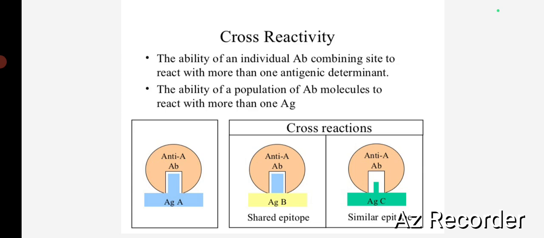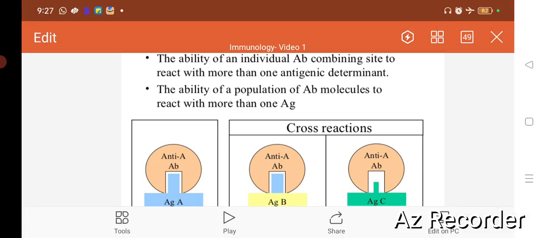The ability of an individual antibody combining site to react with more than one antigenic determinant. Antigenic determinant is otherwise called an epitope. The ability of a population of antibody molecules to react with more than one antigen. These reactions are called cross reactivity.